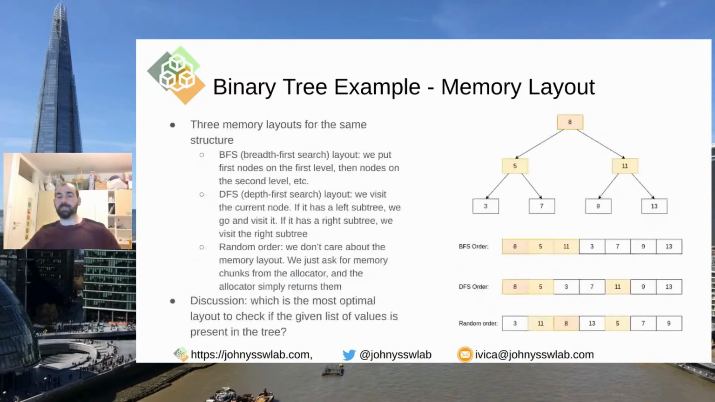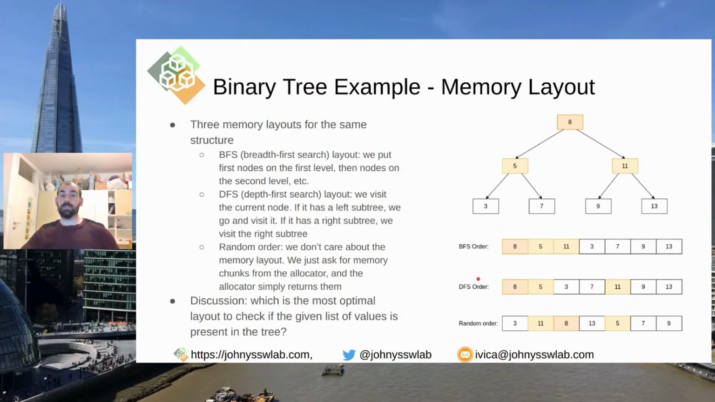And here are 3 examples of how it's done. So consider this tree here. One way we can lay it out is in breadth-first search order. First we put nodes on level 0, then nodes on level 1, and then nodes on level 2. So you get 8 on level 0, then 5 and 11 on level 1, and then 3, 7, 9, 13 on level 2. So 8, 5, 11, 3, 7, 9, 13. That's the breadth-first search order.